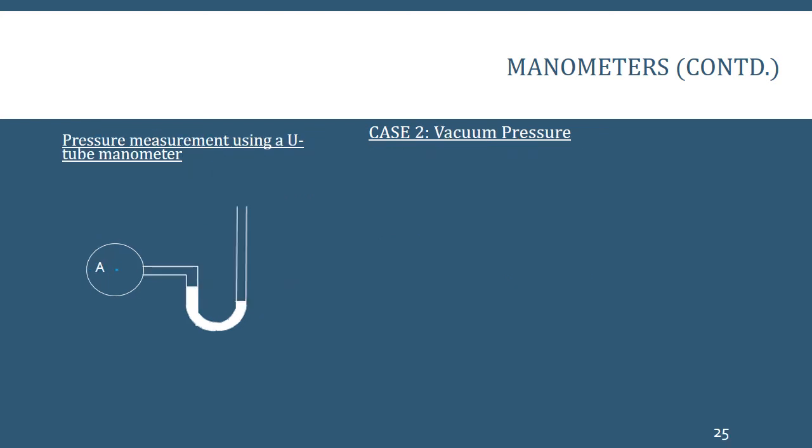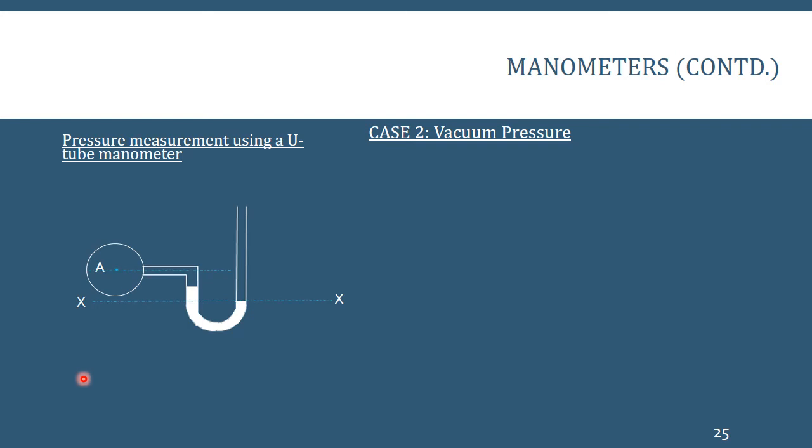Now let's take the second case of pressure measurement in a U-tube manometer, which is vacuum pressure. How do I know that pressure at A is a vacuum pressure? Because the free surface is below point A. Point A is above the free surface. The free surface is at atmospheric pressure, and point A will then have pressure lesser than atmospheric pressure since it is lying above the free surface.